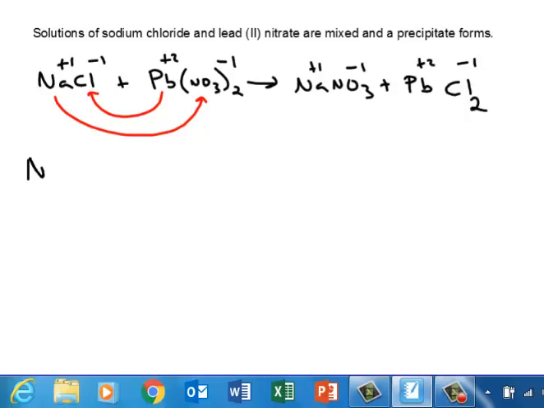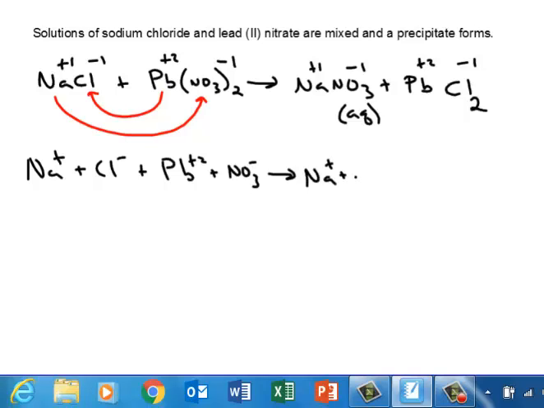For the complete ionic equation, the sodium ion separates from the chloride ion. Lead nitrate is a solution. Lead ion separates from the nitrate ion. Sodium nitrate is soluble. All sodium salts are soluble. All nitrate salts are soluble. So the sodium ion separates from the nitrate ion in solution, and the lead chloride is going to be the solid precipitate. It does not break up into ions. It exists as a solid.